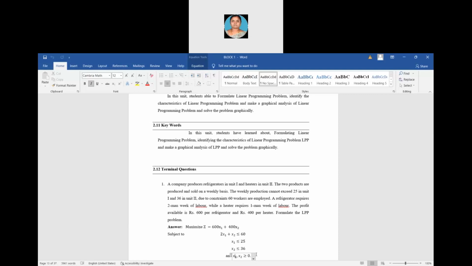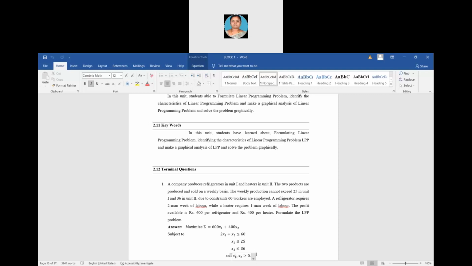The weekly production cannot exceed 25 in unit 1. For unit 1, it should not be more than 25, and for unit 2, it should not be more than 36. Due to constraints, only 60 workers are employed. A refrigerator requires 2-man weeks of labor, while a heater requires 1-man week of labor. The profit available is rupees 600 per refrigerator and rupees 400 per heater.